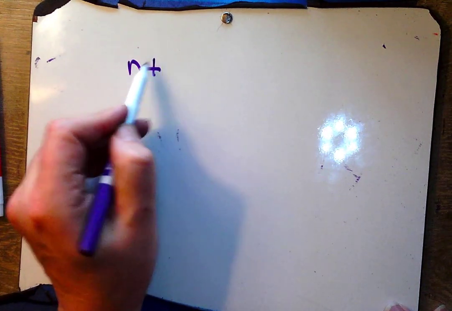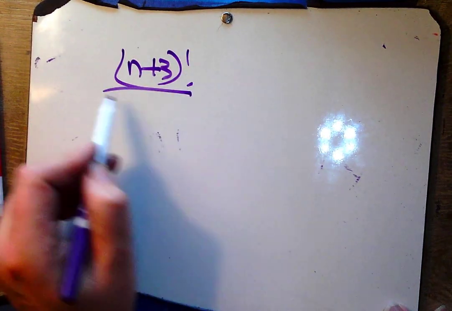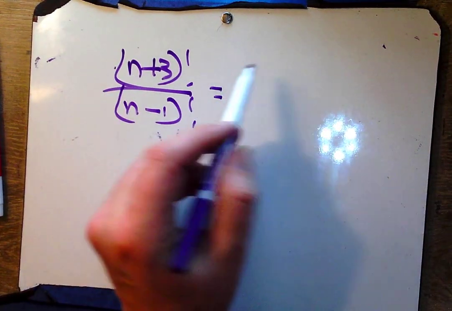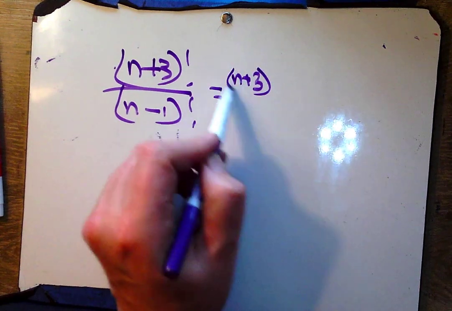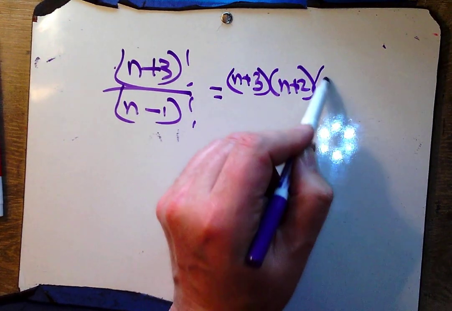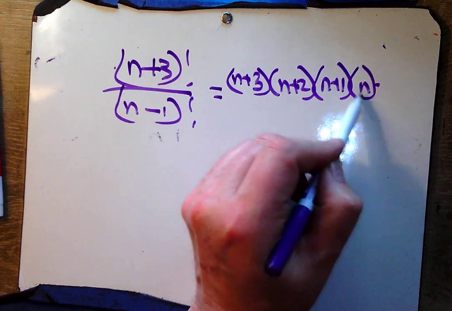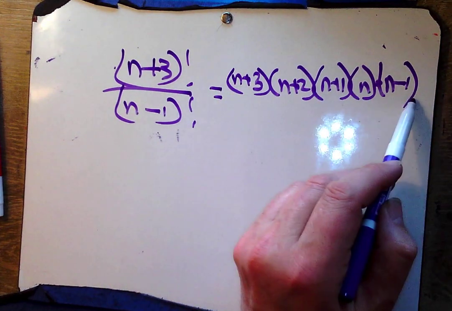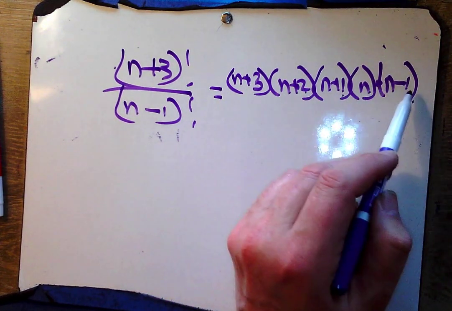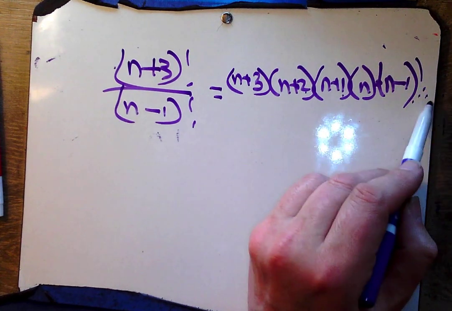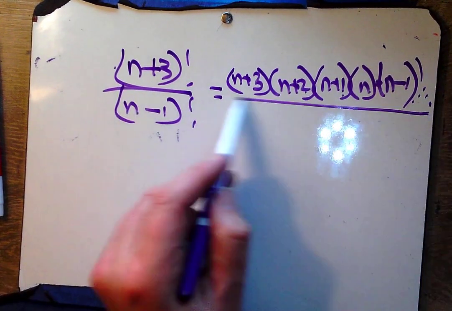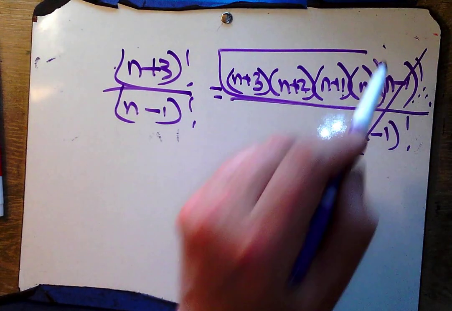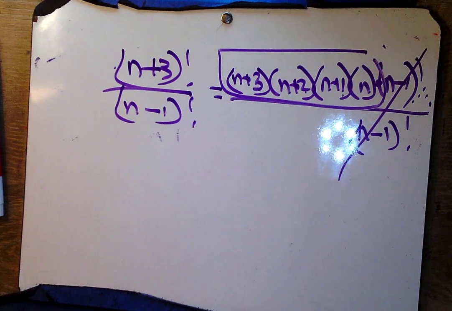We've got n plus 3 factorial over n minus 1 factorial. So always start with the bigger one. Doesn't matter if that bigger one is on top or on the bottom. Okay, so this pattern would continue, right? Subtract 1, subtract 1, subtract 1. And once I get here, this is that. And so this is my answer. Except, yeah, no, that is my answer.